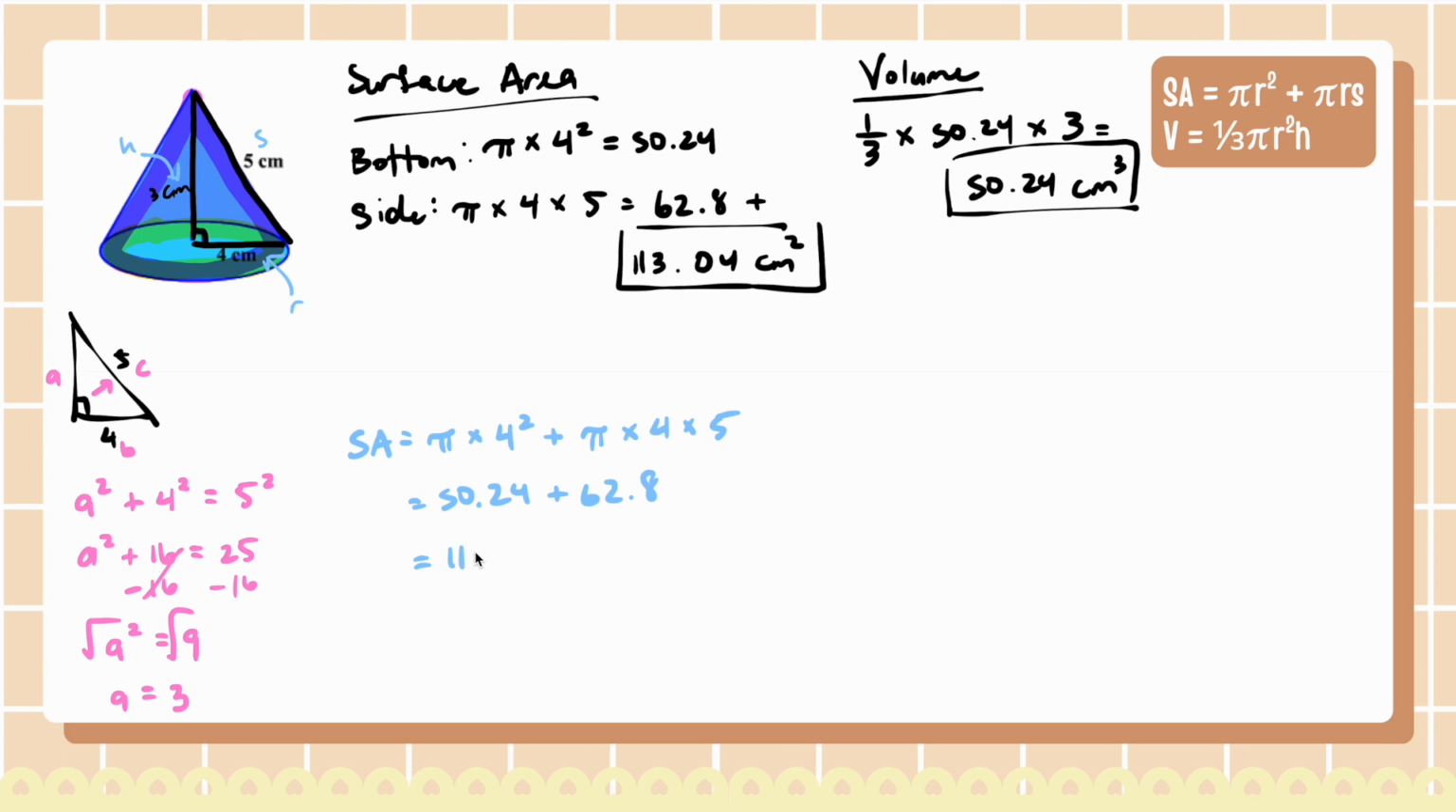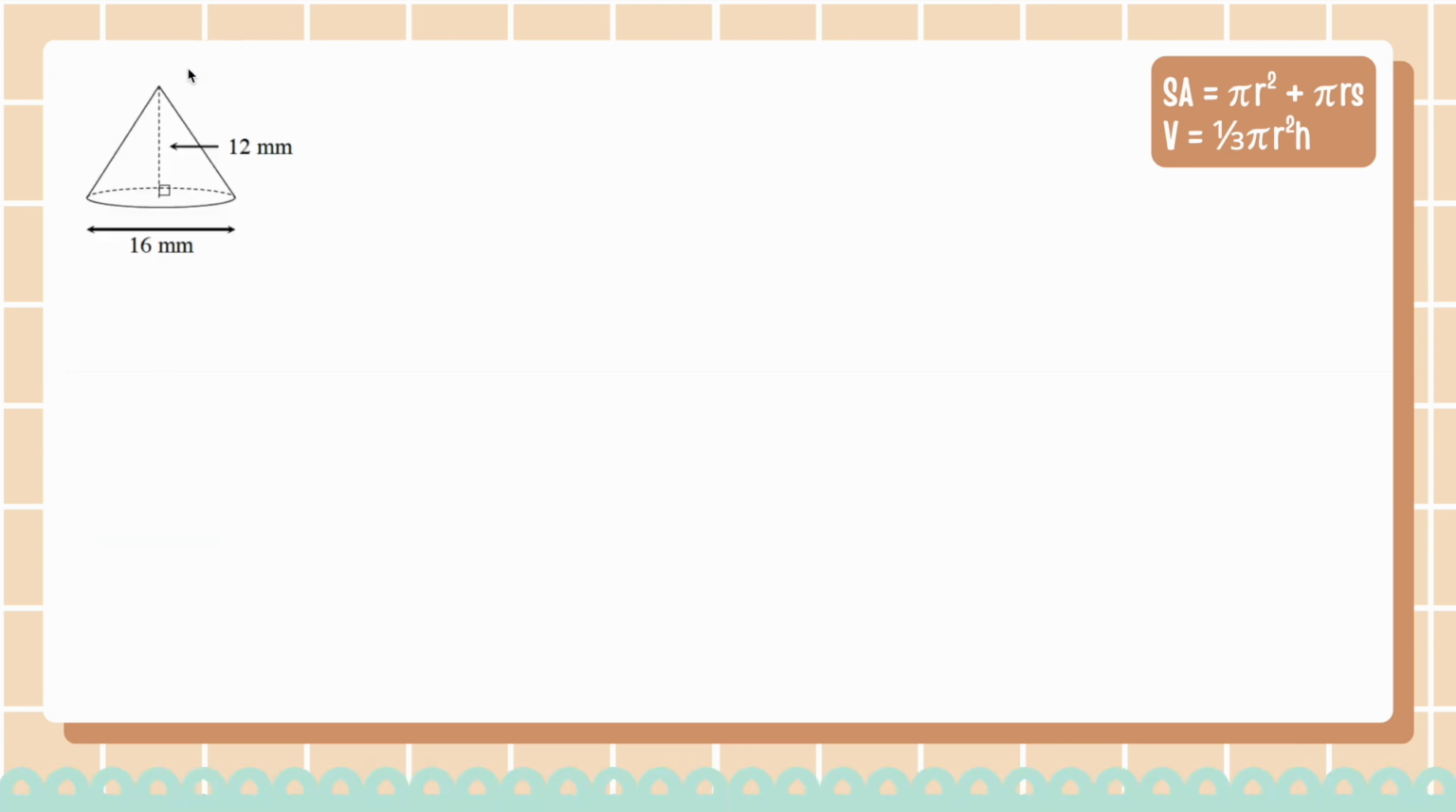And these added is going to get me 113.04 centimeters squared. And that's the surface area. Now for the volume, starting off with 1/3 times pi times r squared, which is 4 squared, times my height, which is going to be 3. All of this multiplied is again going to get me 50.24 centimeters cubed. And that's my volume. All right, now let's go ahead and try this cone.